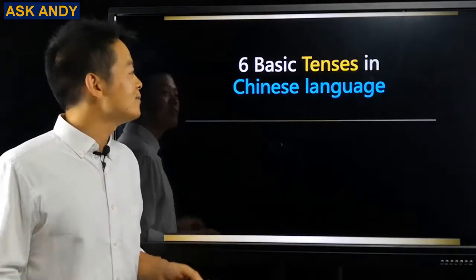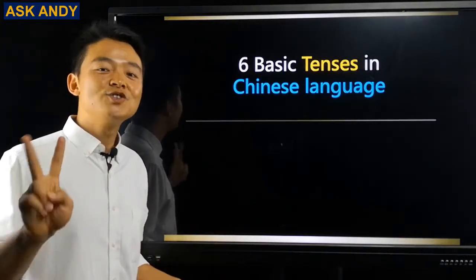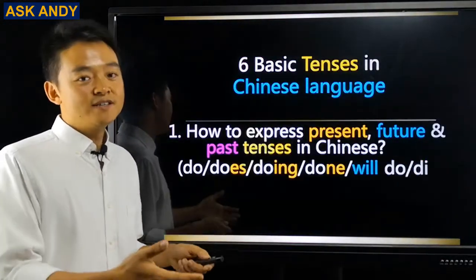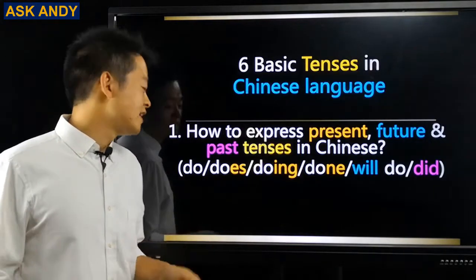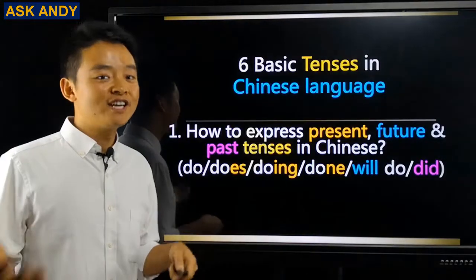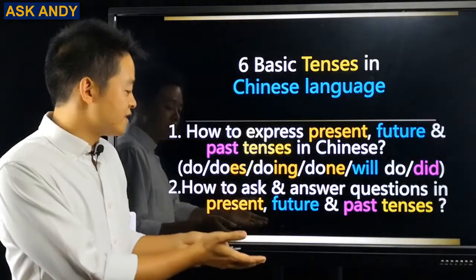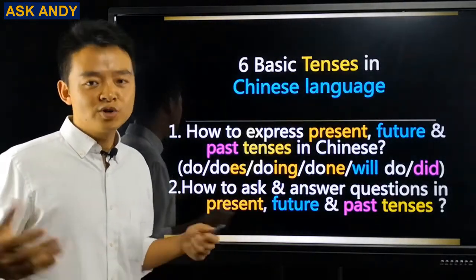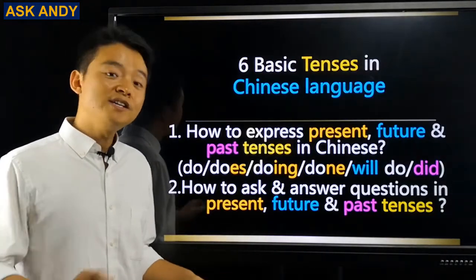In this video, our topic is 6 basic tenses in Chinese language. I'm going to answer 2 questions. Question number 1, how to express present, future, and past tenses in Chinese. We are going to talk about do, does, doing, done, will do, and did in Chinese language. Question number 2, how to ask and answer questions in present, future, and past tenses in Mandarin Chinese. I'm going to focus on yes or no questions. It's a big topic. Better get ready to take notes.